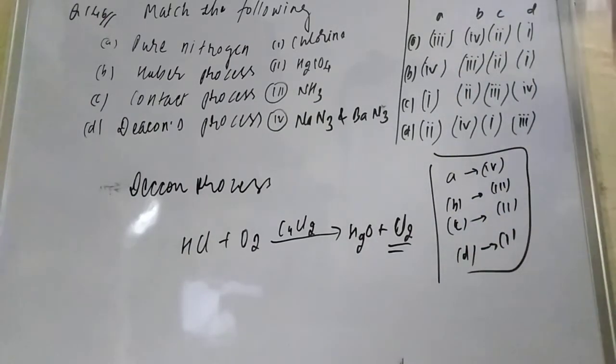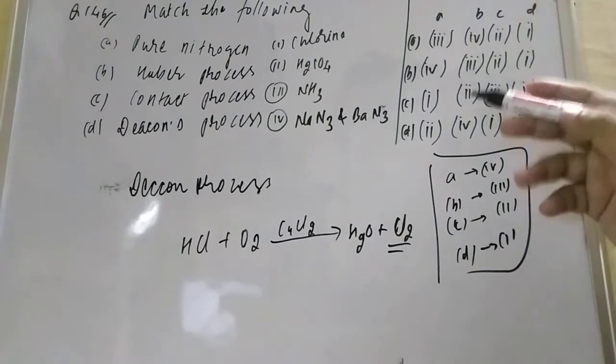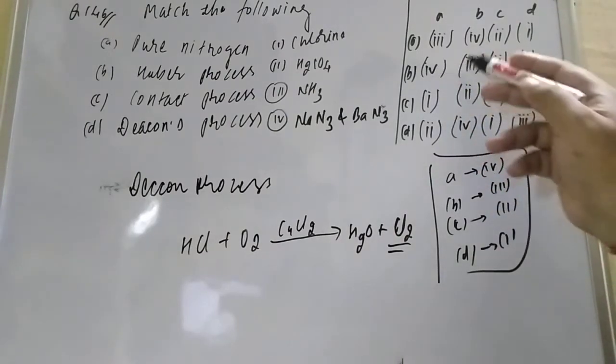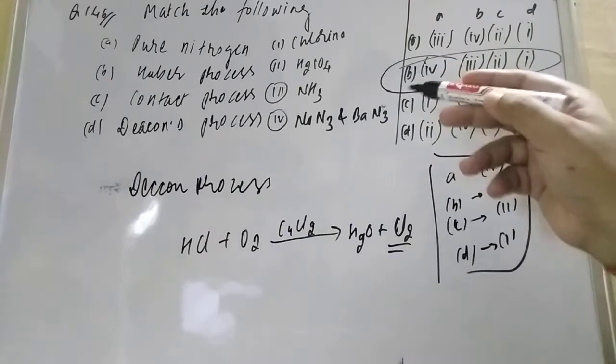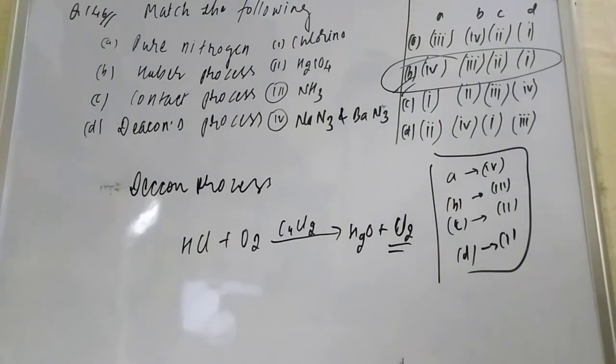So A is 4, B is 3, C is 2, D is 1. Which one is matching, student? Option 4, 3, 2, 1. Option number B is the correct option. So I hope it will be clear to you, student. Now let us move on to another problem.